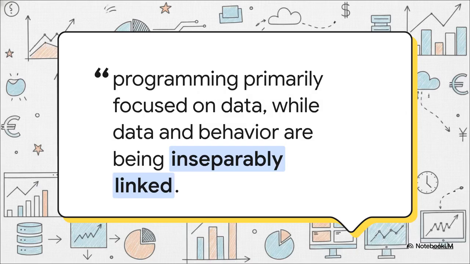I want to bring up a quote from the MQL5 documentation that really hits the nail on the head. It reminds us that object-oriented programming is primarily focused on data, while data and behavior are being inseparably linked. And honestly, that is exactly why we're exploring this transition today. By cleanly encapsulating our raw market data within standardized classes, and then attaching very specific, isolated behaviors directly to that data, we completely remove all the chaos of those old procedural scripts.